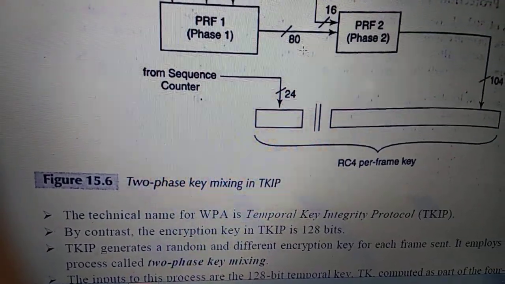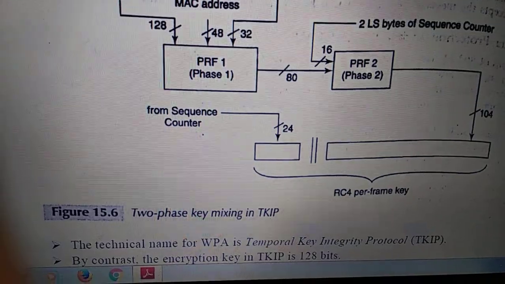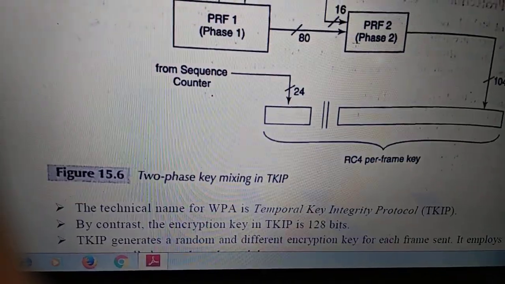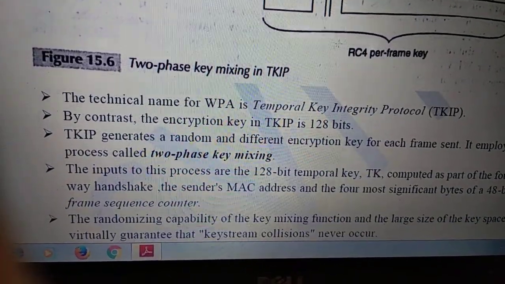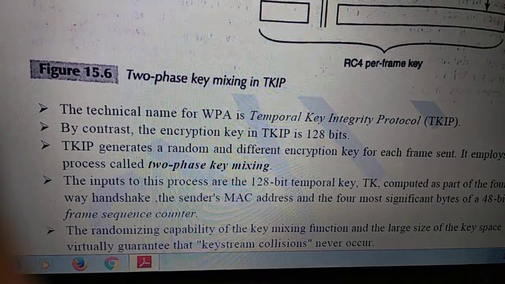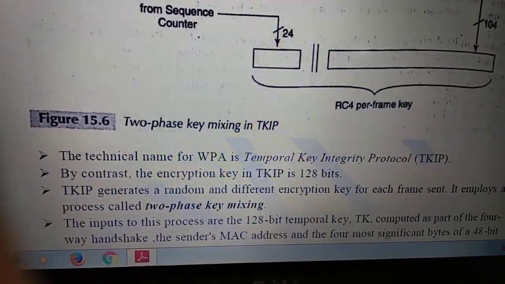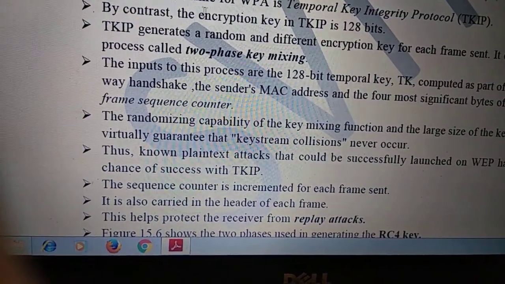Then that result of 80 bits is given to phase 2 with 16 bits, the 2 LS bytes of the sequence counter, right? That will be performed at phase 2. Then finally we'll get an RC4 key. So the encryption algorithm used is RC4 only, with the sequence counter 24 bits and the 104 bits of phase 2, right?